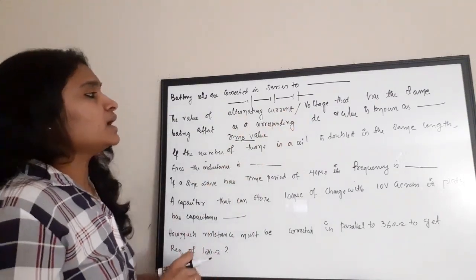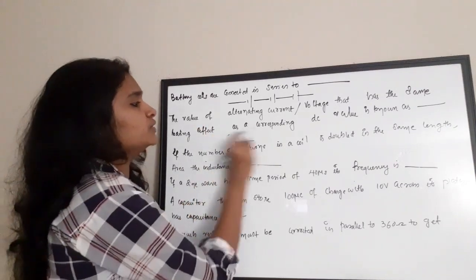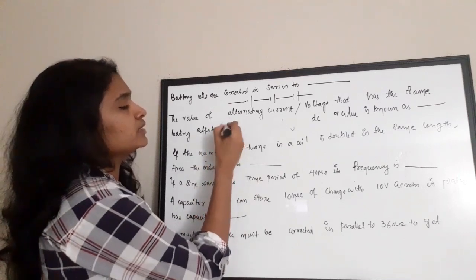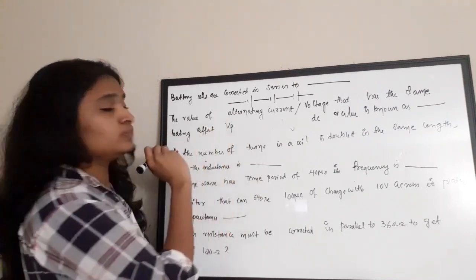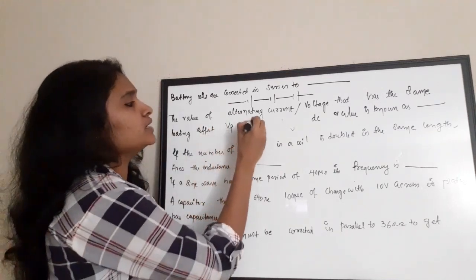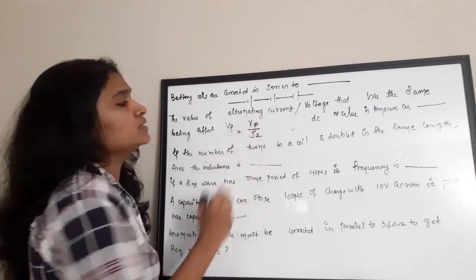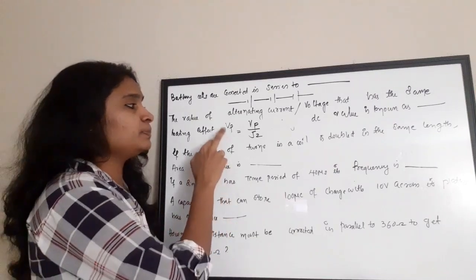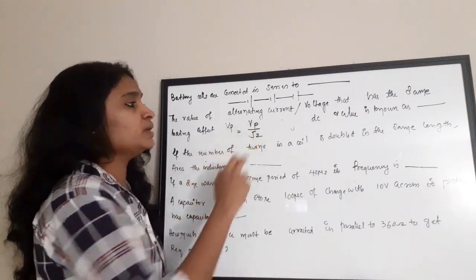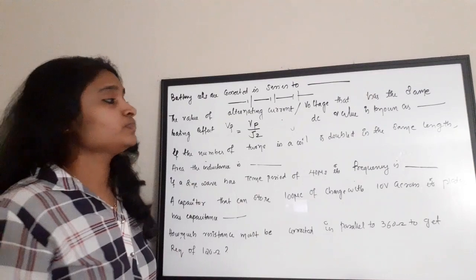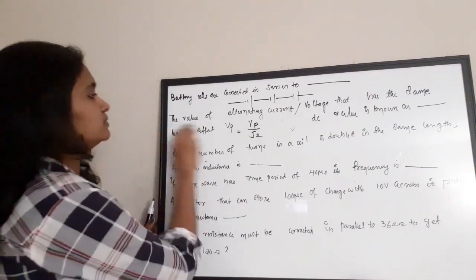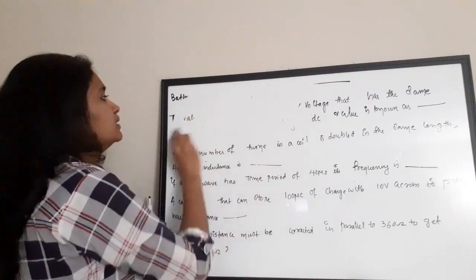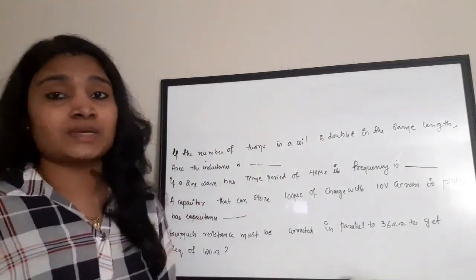And the RMS value, if the peak value is given to you, I'll remove this little bit. If Vp is the peak value, then the RMS value is given by Vp by root 2. So that is the equation for finding the RMS value. If Vp is the peak voltage, then Vp by root 2 is the RMS value. Moving on to the next question. Let me make some space. Going on to the next question.